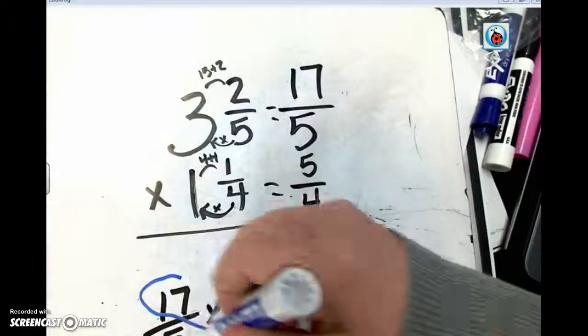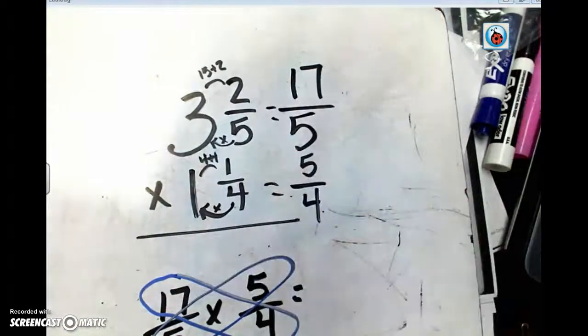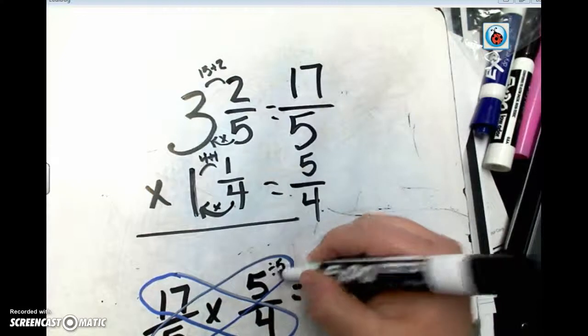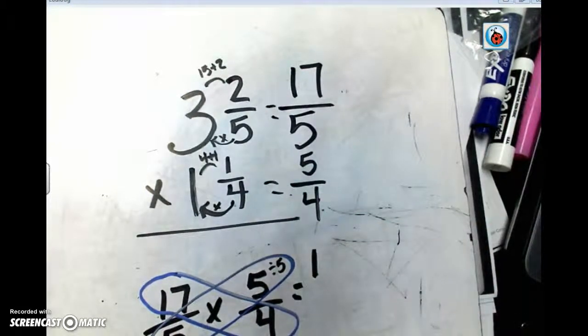I can still circle my diagonals. 17 and 4 have no common factors, right? It doesn't. 17 is just 1 and 17. 4 is just 1, 2, and 4. Okay? 5 and 5 have a common factor of? 5. So I can divide both of these by 5, right? 5 divided by 5 is? 5 divided by 5 is?